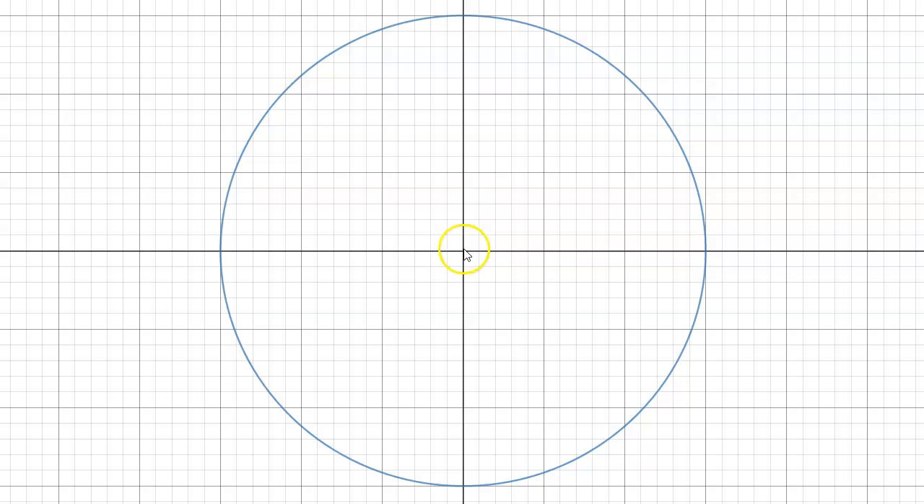Notice that in Desmos here, I've drawn a circle of, we'll call it, radius r. So a circle centered at the origin has a radius of r. The question though is, how can we find the formula for the area of this circle if we know the formula for the circumference of the circle?